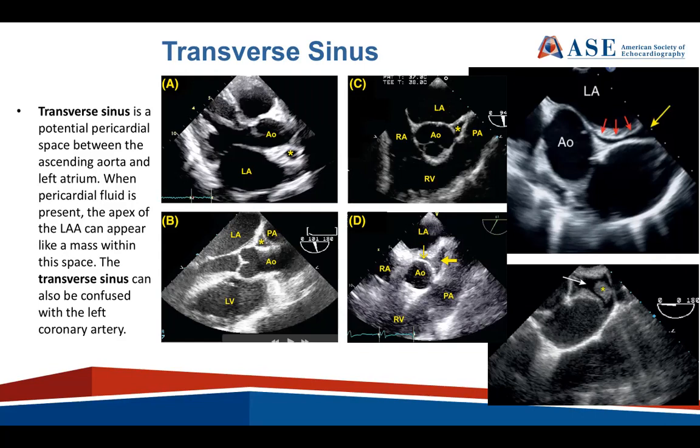Of note, in the bottom right image, this is a TEE that shows the tip of the left atrial appendage marked by the asterisk on the TEE imaging in the transverse sinus. And so if you flex your probe, you're able to see the tip of the left atrial appendage. And again, this is not tumor, this is not thrombus, this is just the tip of the left atrial appendage noted in the transverse sinus when a pericardial effusion is present.